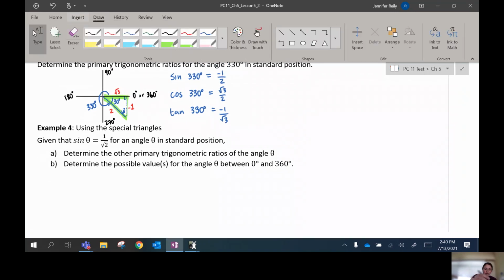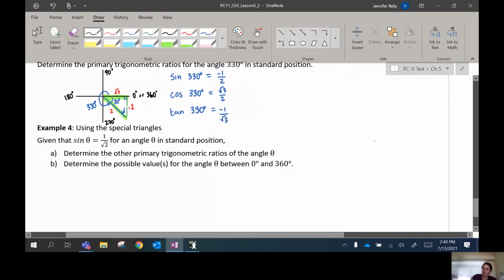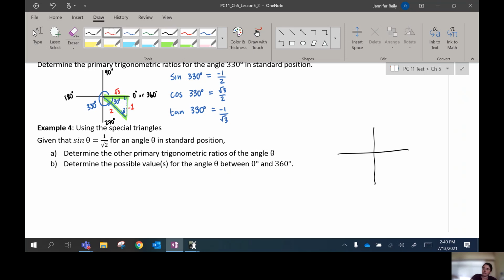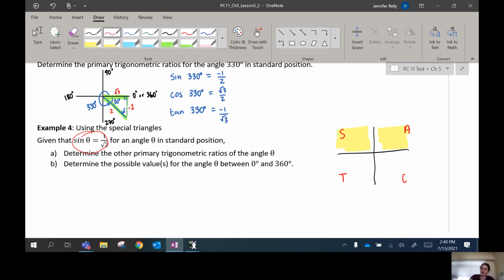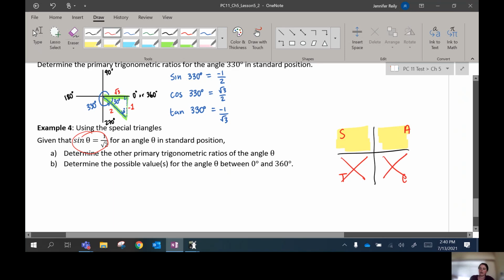Okay, so when you're given a ratio, the first thing you want to do is use the CAST rule. I didn't need to use the CAST rule in the last question because I knew it was in quadrant 4, given that the angle was 330. But this time we don't know the angle, so I don't know which quadrant I'm in. So I need to use the CAST rule to figure that out. Sine is positive here, so I'm going to be either in quadrant 1 or quadrant 2. I'm not going to be in these two where sine is negative. So we're either going to be in Q1 or Q2.